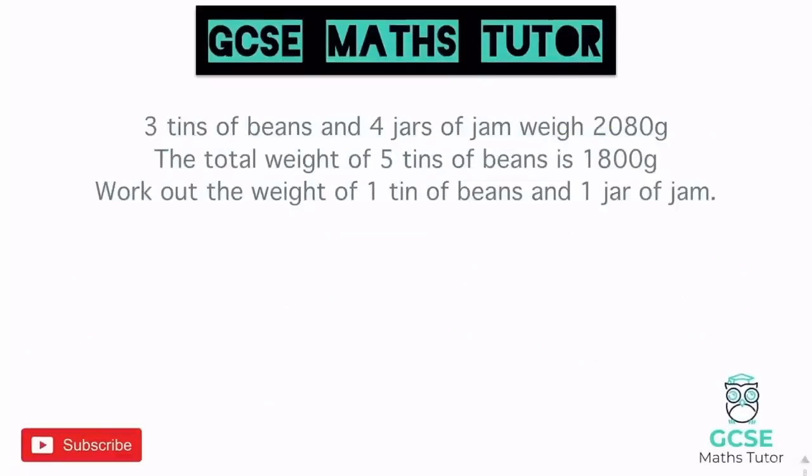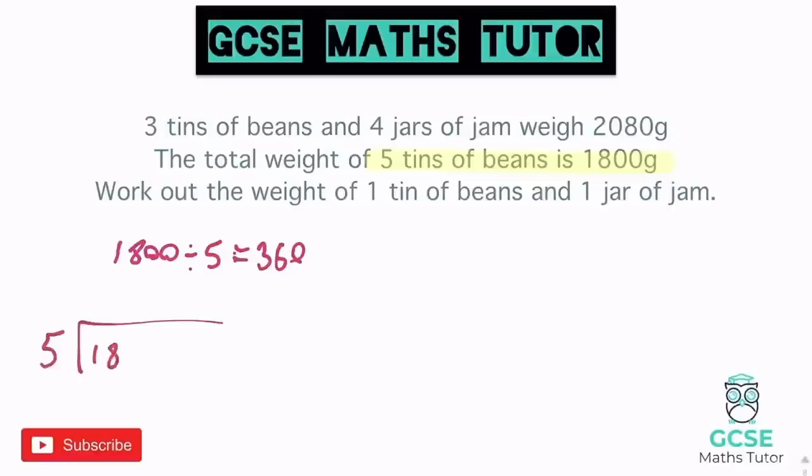3 tins of beans and 4 jars of jam weigh 2,080 grams, and the total weight of 5 tins of beans is 1,800. Work out the weight of 1 tin of beans and 1 jar of jam. Well, straight away we can work out the weight of 1 tin of beans, because it says 5 tins of beans is 1,800. So if we do 1,800 divided by 5, we get the answer 360. We might have to do a bit of bus stop for that, but we can do that.